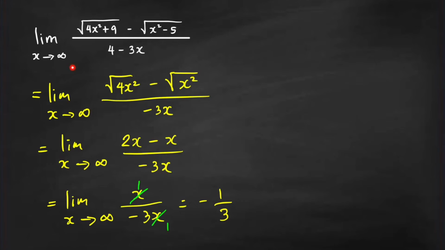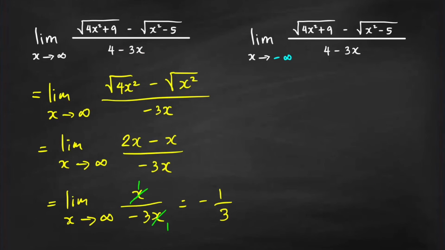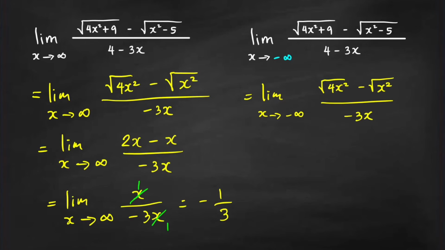Suppose we want to find the limit of the same expression, but this time as x goes to negative infinity instead of positive infinity. Again, we just have to find the limit as x goes to negative infinity of the square root of the highest degree term, the square root of 4x squared, minus the square root of the highest degree term, x squared, over the highest degree term, which is negative 3x. But be careful with this one.